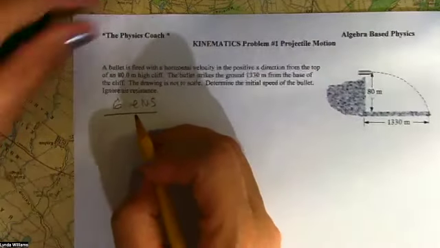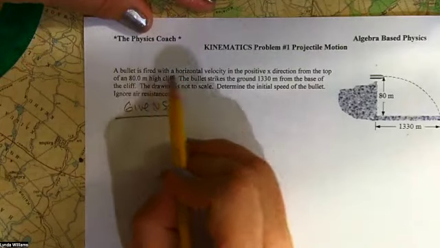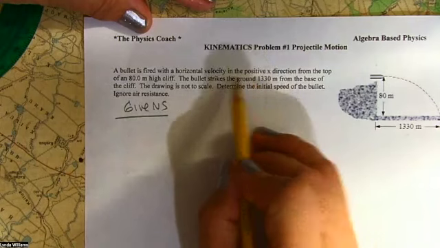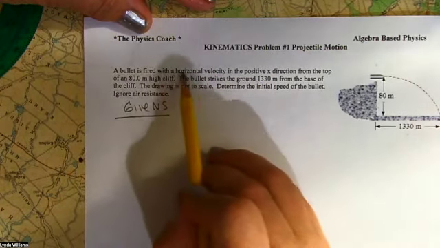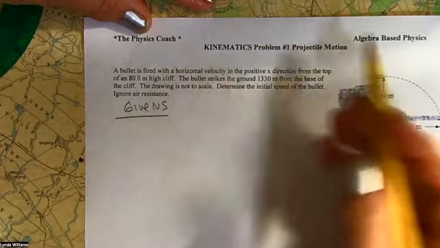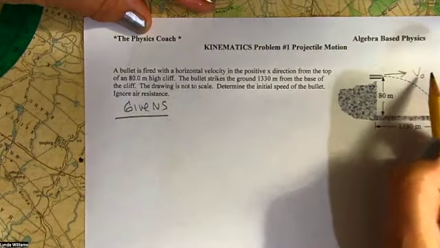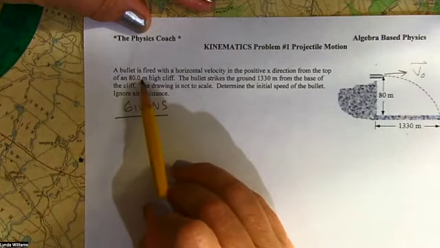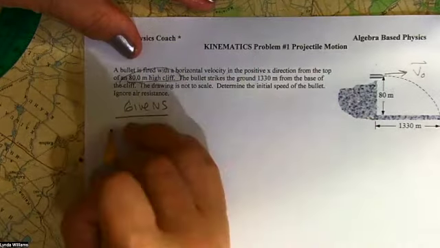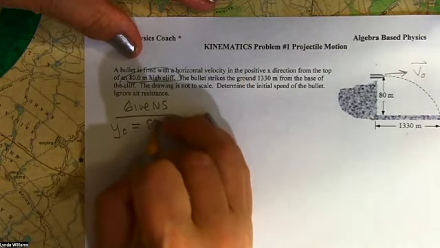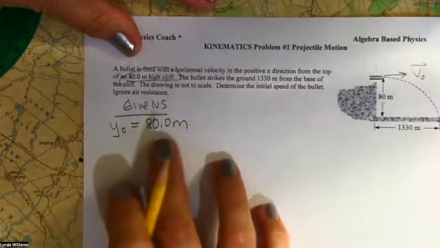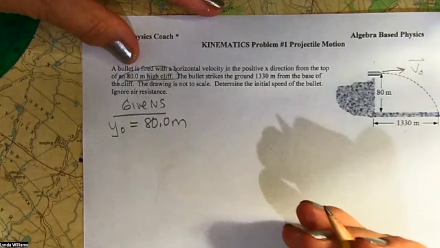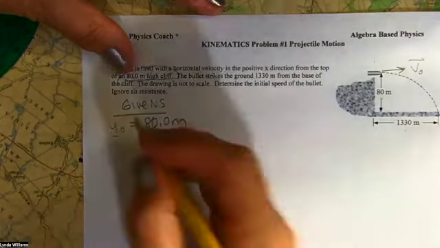When you read the problem, scan it with your pencil or whatever you're using, and circle whatever is significant. So a bullet's fired with a horizontal velocity, so that means it's just being shot like that. It's a vector from the top of the 80-meter high cliff. Okay, so what's that? That's going to be my y initial. And I always include the units. If you take shortcuts, then it typically leads to mistakes.